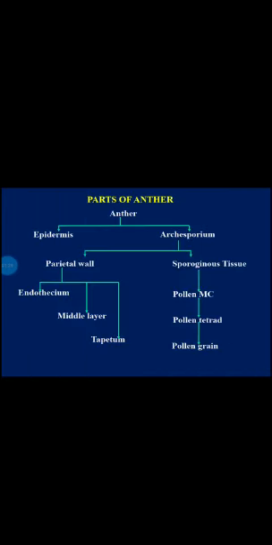If we see the parts of an anther, we come to know that it is being protected by an outermost layer which is called as an epidermis. The inner substance is called as an archesporium. Archesporium is further classified into two important types of cells which is called as parietal wall and sporogenous tissue. The parietal wall consists of three layers of cell. The first one is endothecium, second one is middle layer and the third one is tapetum.